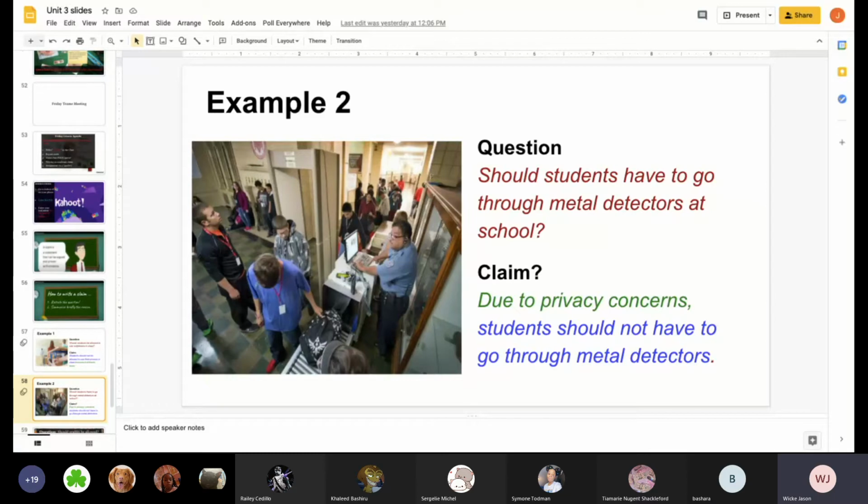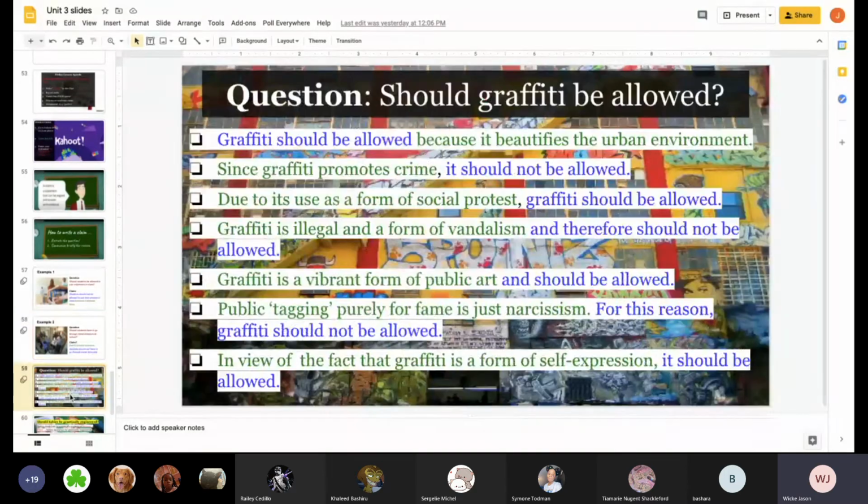Students should not have to go through metal detectors. So there's lots of different ways of writing an academic claim, all right? For example, if we're thinking about this question about should graffiti be allowed, all these answers are saying the same thing or arguing for and against, but it's just different ways of doing it, right? So graffiti should be allowed because that's maybe the easiest way of making a claim, just to rephrase the question first, then use the word because, and then have your reason.